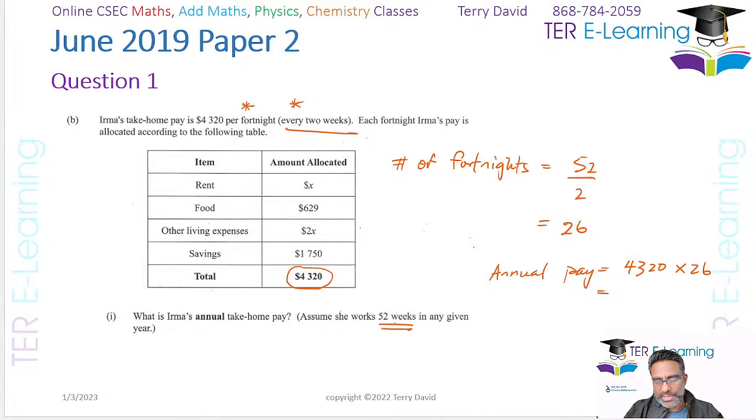Yeah. So that's 4,320 multiplied by 26. And that's going to give me 112,320, right? So that's going to be her annual pay, right? I hope you guys are with me here. Right, so that's part 1 concerning the salary here.